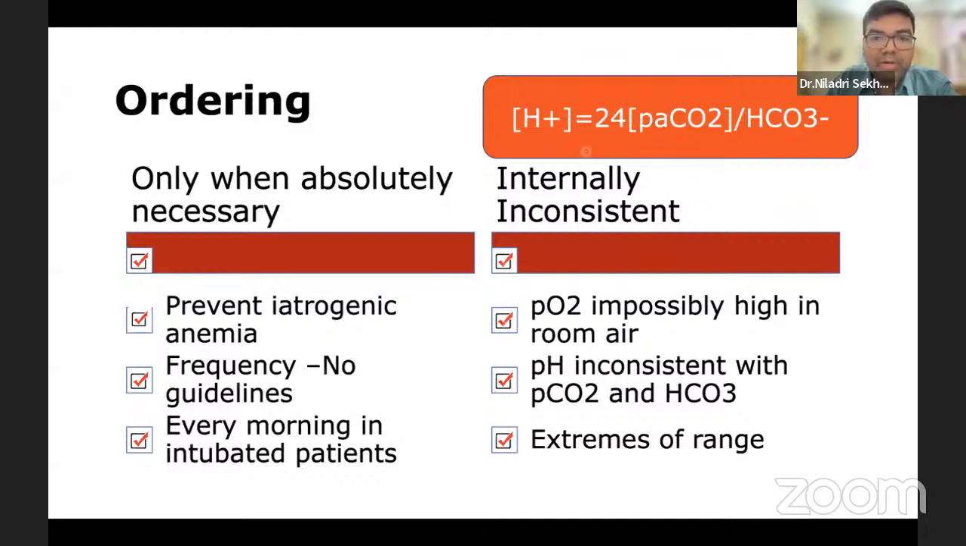Next, we will talk a little bit about consistency. Suresh sir has already told you how to check consistency using this formula, where the H+ concentration depends upon the PaCO2 to bicarbonate ratio times 24. If the patient has a very abnormal pH which is not consistent with the PCO2 and bicarbonate, then there is a problem, and you have to repeat the blood gas. Or if the PO2 is very high but the patient is on room air, there may be some problem. Or in extremes of range, the pH is very low, 6.8, 6.7, and the patient is perfectly all right. Or the pH is 7.5, 7.6 and the patient is not hyperventilating, then there might be some problem. These are the areas where you want to repeat your blood gas.